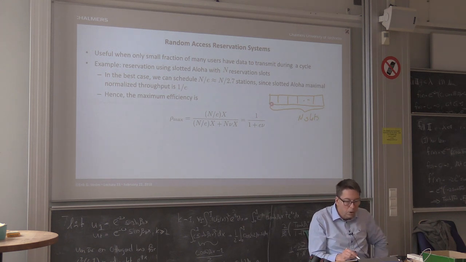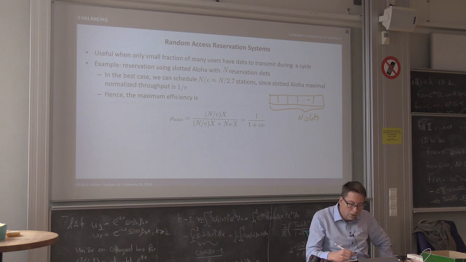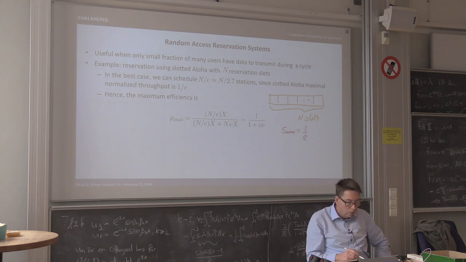And in each of these slots, there is a contention for the channel using slotted Aloha. And we know that with slotted Aloha, the throughput S max is equal to 1 over e. So in the best case, 1 over e of these slots have a clear channel, right? In all others, there will be collisions.